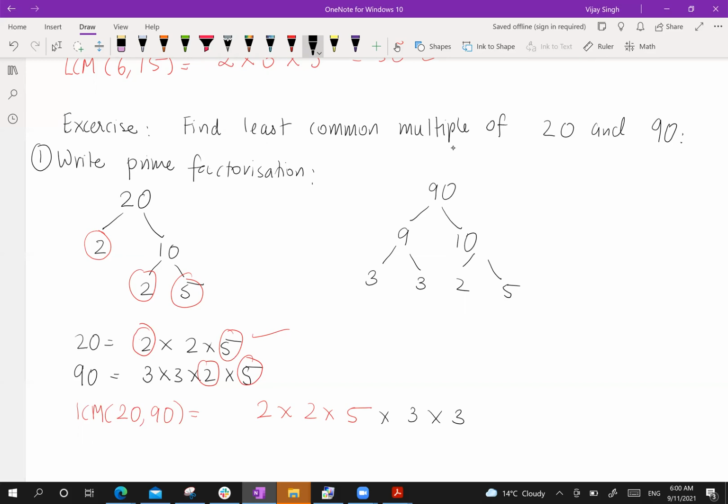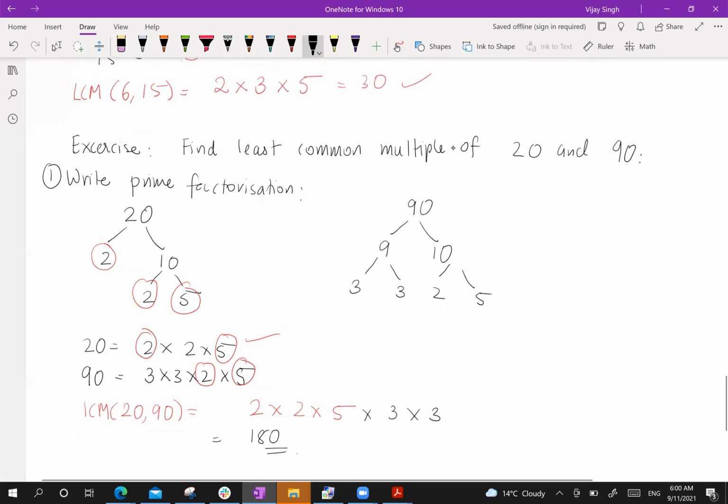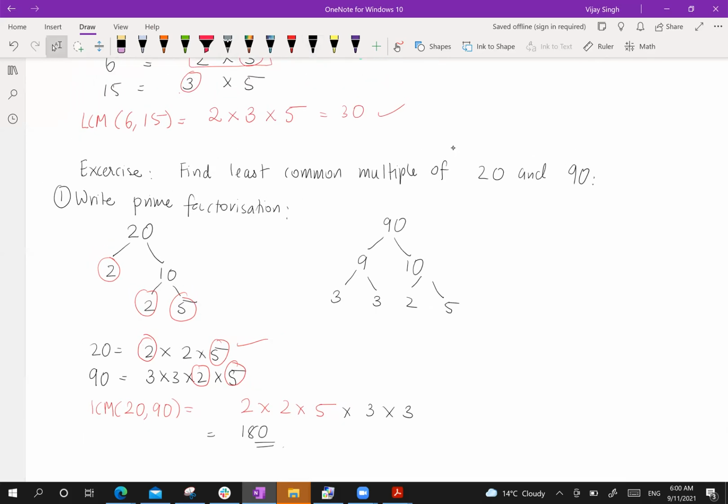So what do we get out of this? We get 2 times 2 is 4, 4 times 5 is 20, 20 times 3 times 3, so 20 times 9 is 180. So this is the least common multiple of both of them. Okay. So with this, we have finished section 1.3, and you should be able to finish off the quiz. Thank you.